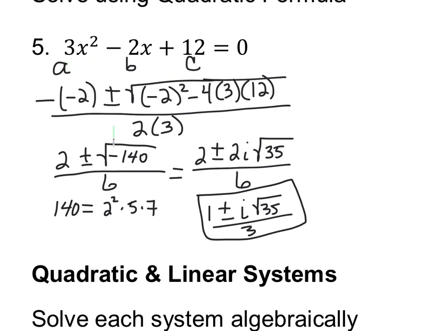So we actually do have 2 solutions here. One of the solutions is 1 plus i root 35 over 3, and the other one is 1 minus i root 35 over 3. So if you were wondering, well, Ms. Stiles, that's not 2 solutions, that's only 1. Well, it is 2, but if you break this apart into its 2 equations, we actually have 2 equations displayed as 1 here. Okay, we're going to go on to the next kind of problem.